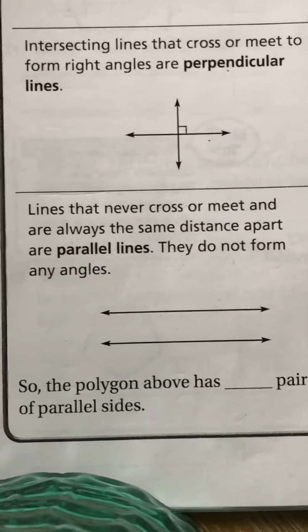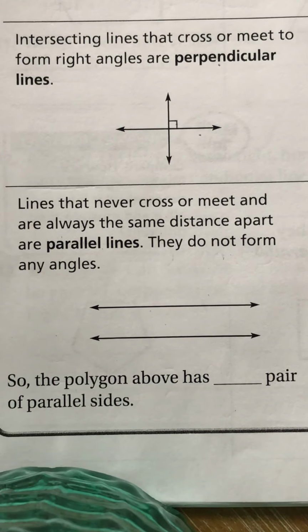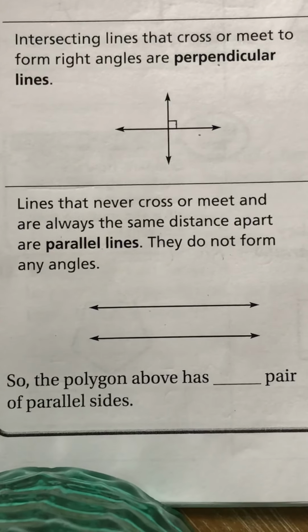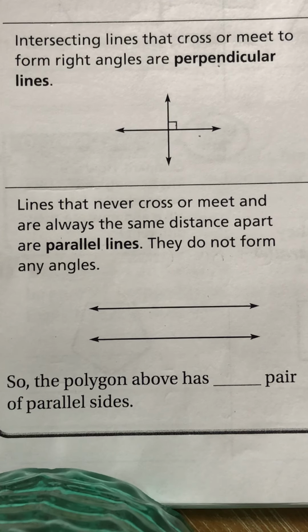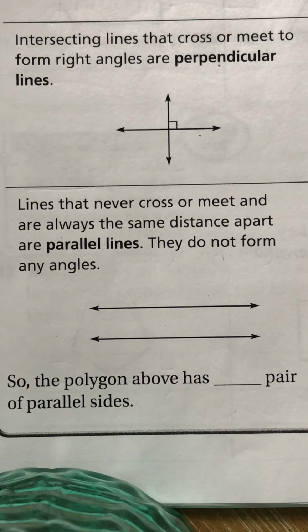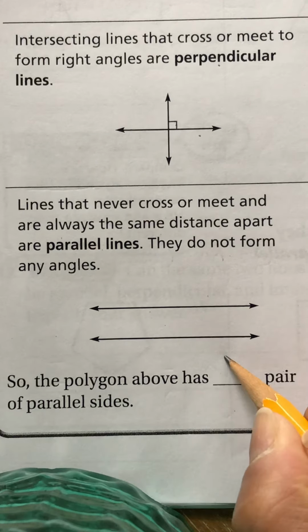All right, at the bottom, it says lines that never cross or meet and are always the same distance apart are parallel lines. All right, they do not form angles, which is pretty obvious. I don't see an acute angle. I don't see a right angle. I don't see an obtuse angle. They never cross, they never meet, and they do not form angles. So the polygon above has, ooh, and I said that wrong, has one pair of parallel lines.